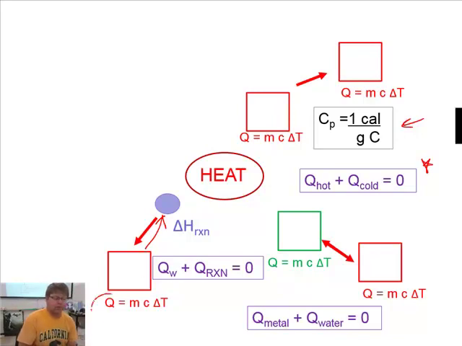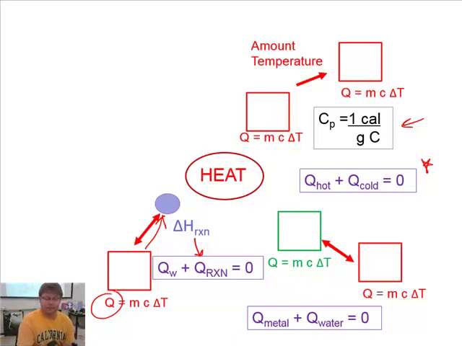However, the Q from the water's point of view and the Q from the reaction's point of view will still add up to 0, assuming no energy was transferred. And this here is what we did at station number 5.